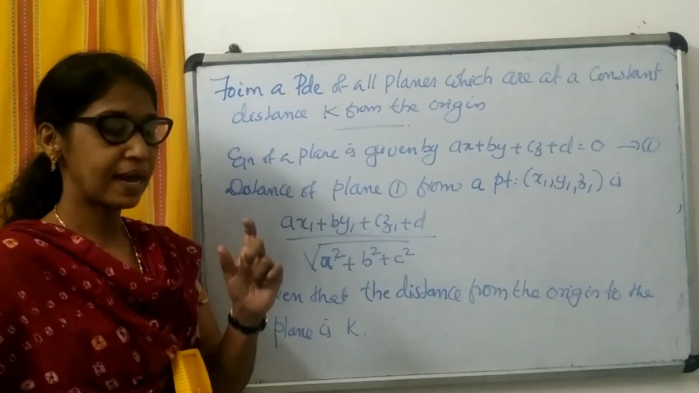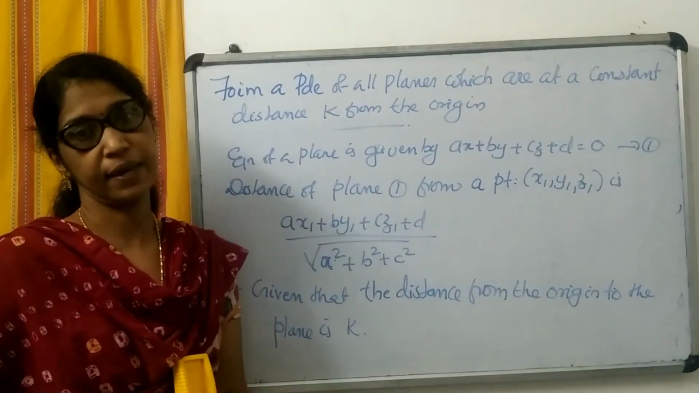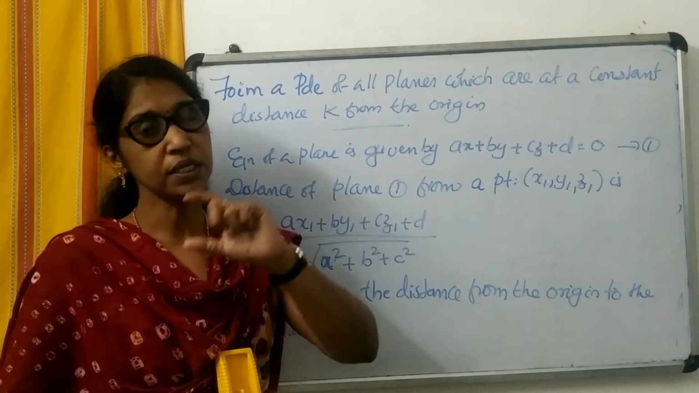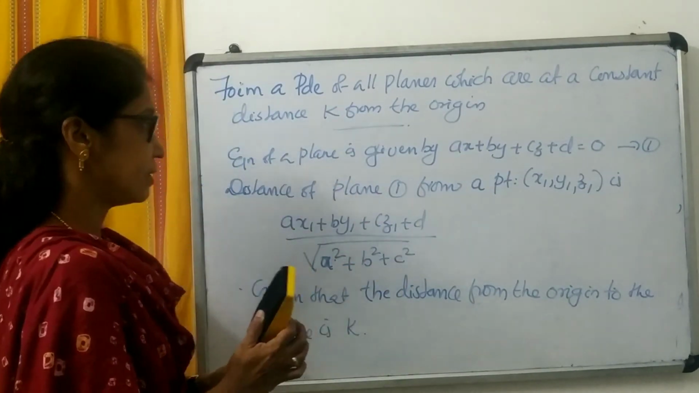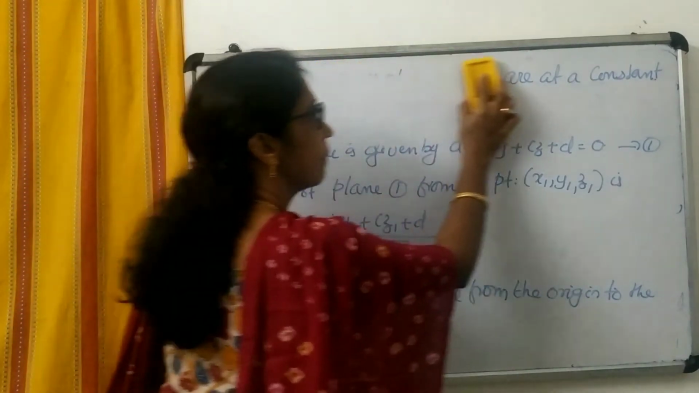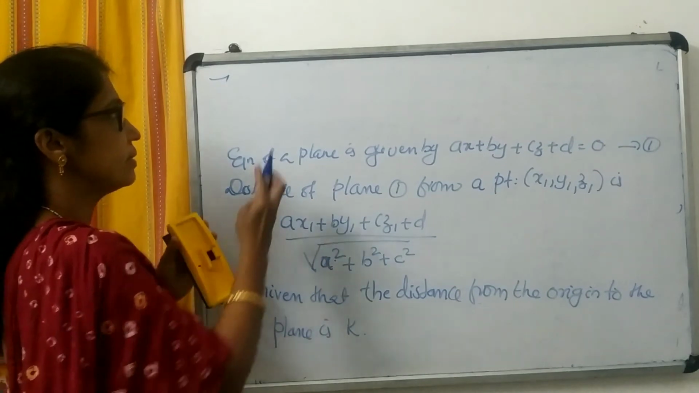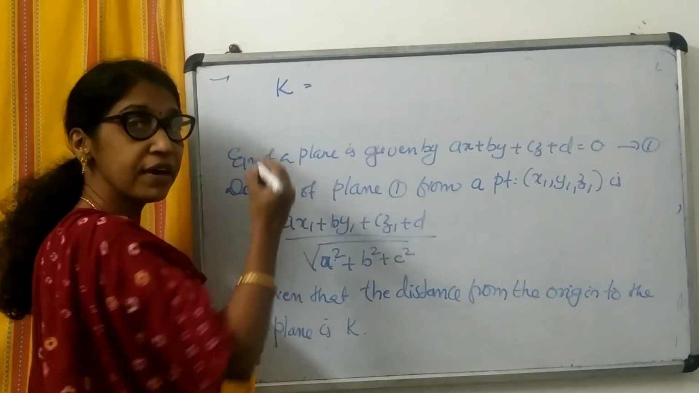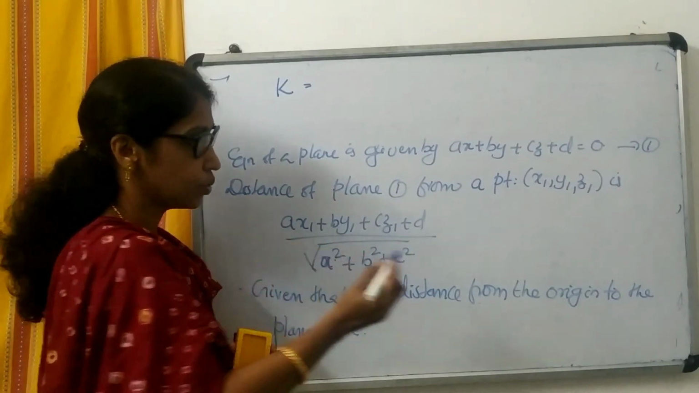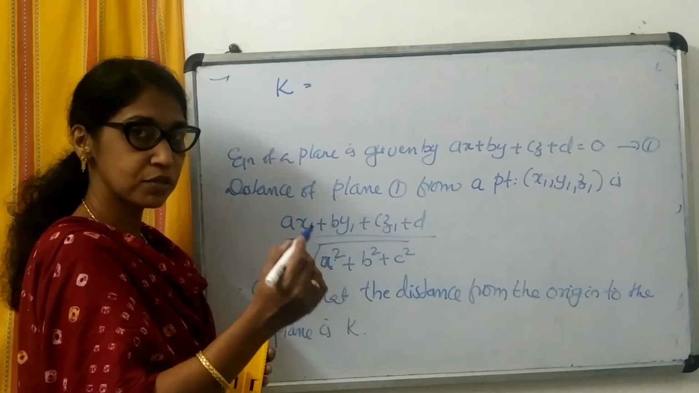Now, given that the distance from the origin to the plane is k. We can write this as: the distance is k, from the origin. So this x1, y1, z1 becomes 0, 0, 0, because it's the origin.